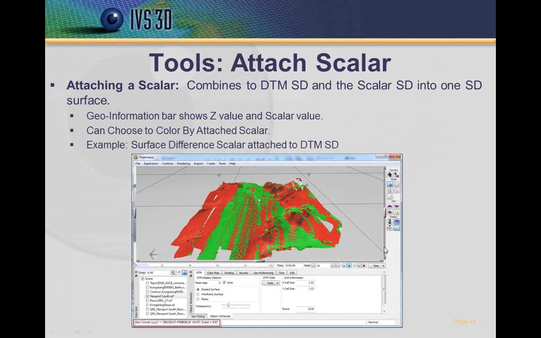What you can do with a scalar once you bring it in is attach it to the bathymetry. And what the attaching does is it physically melds or molds the values together, combines the values from both data sets into one SD file. So here I've draped or attached the scalar information from the surface difference to the Newport file. If you look in the geocoordinates, now you have x, y, and z and scalar. So it's taking the values from both files and combining them together.